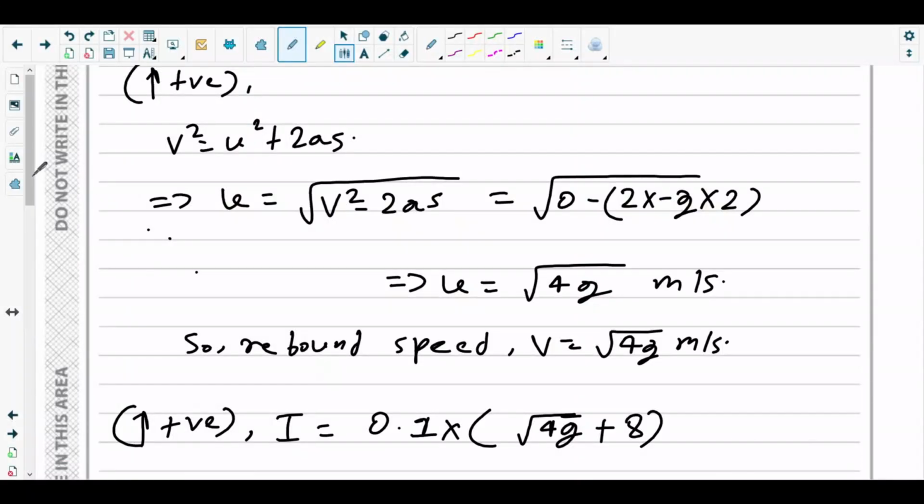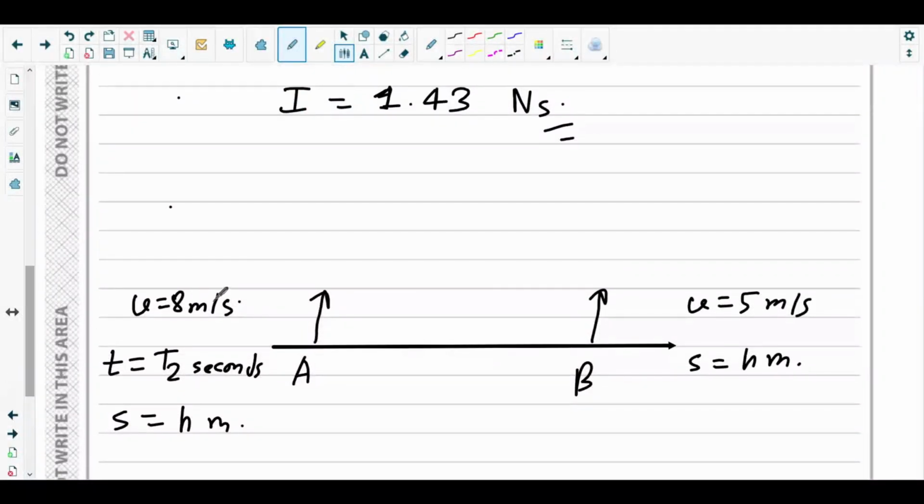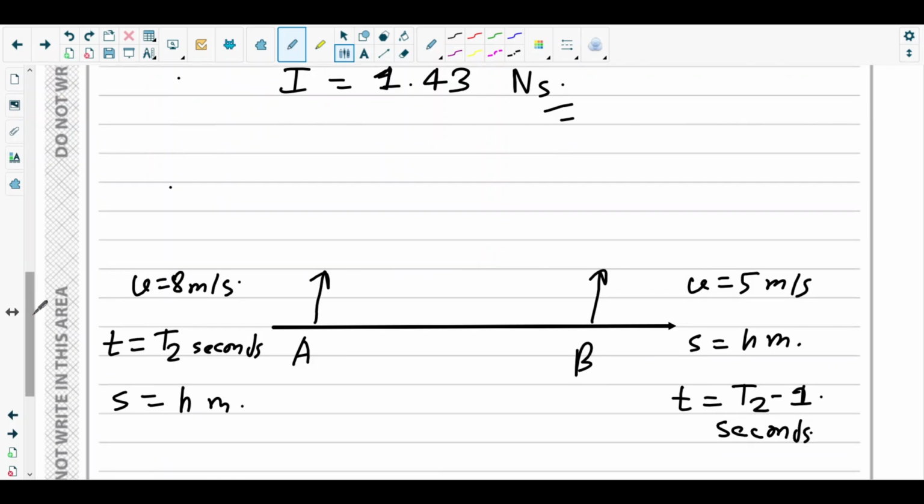Okay, so ball A has been projected 1 second earlier. That means for ball B, what would be the total time? Since ball B has been projected 1 second later, the time for ball B would be 1 second less. Okay, that's it. So we got two equations.